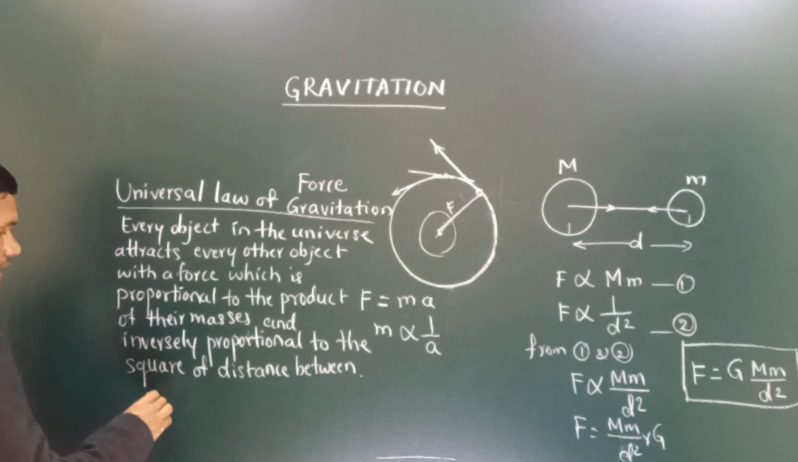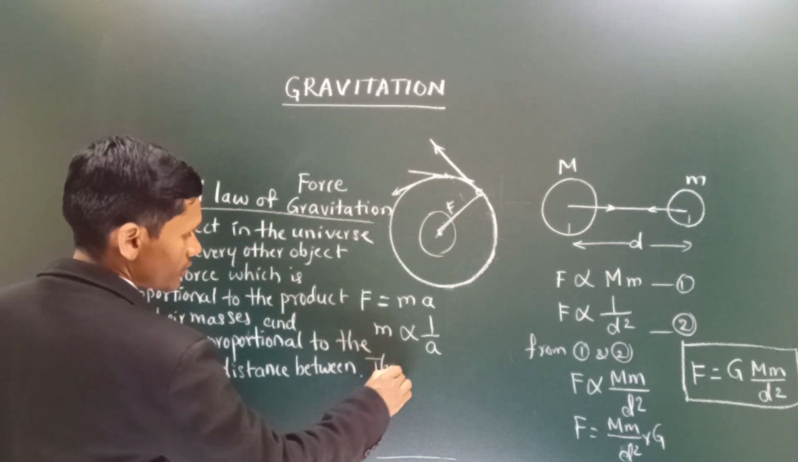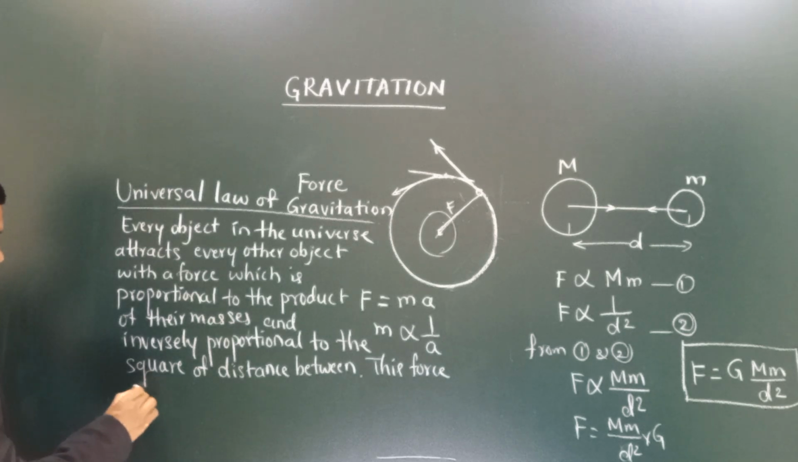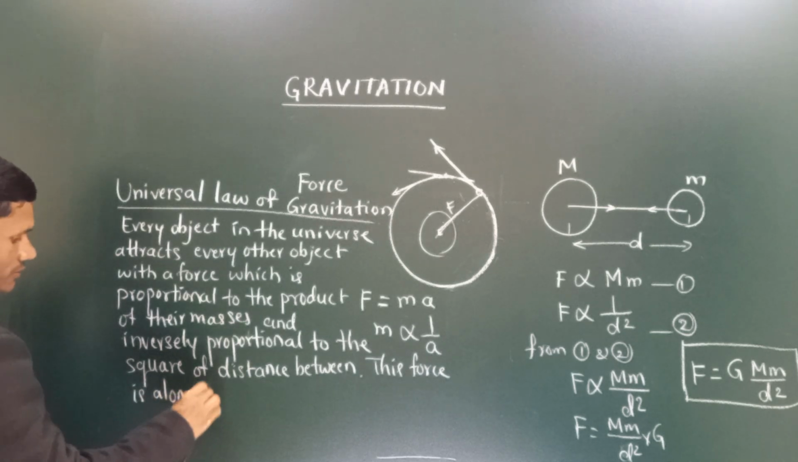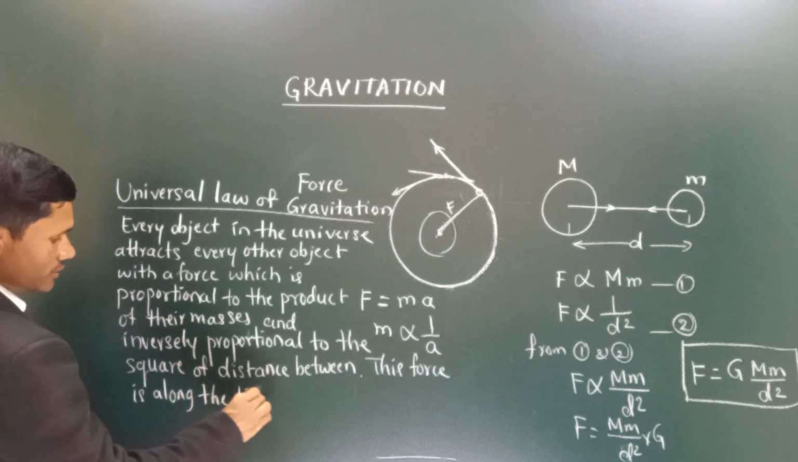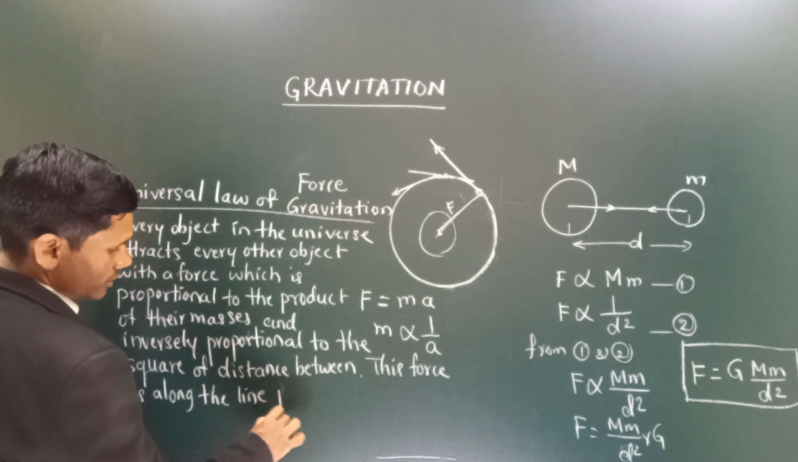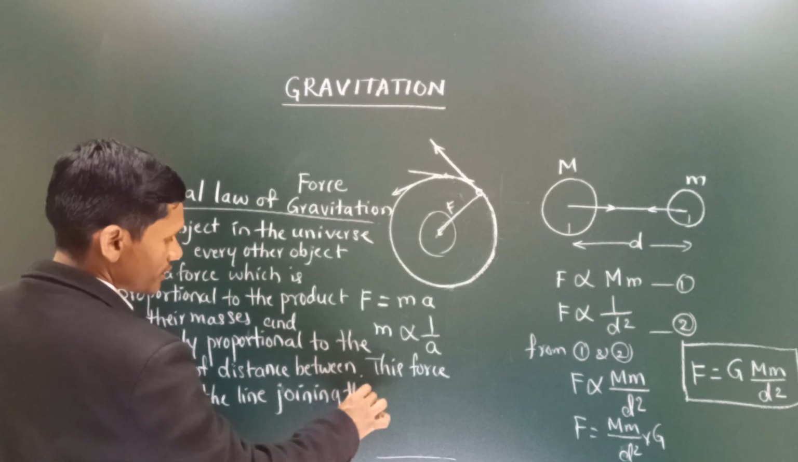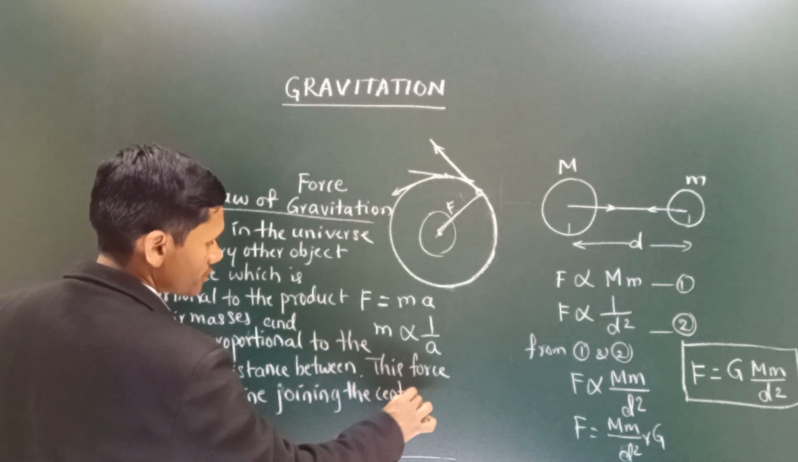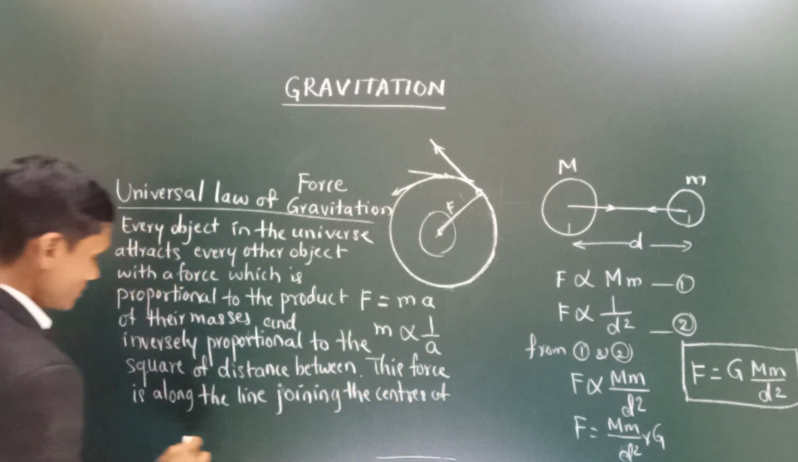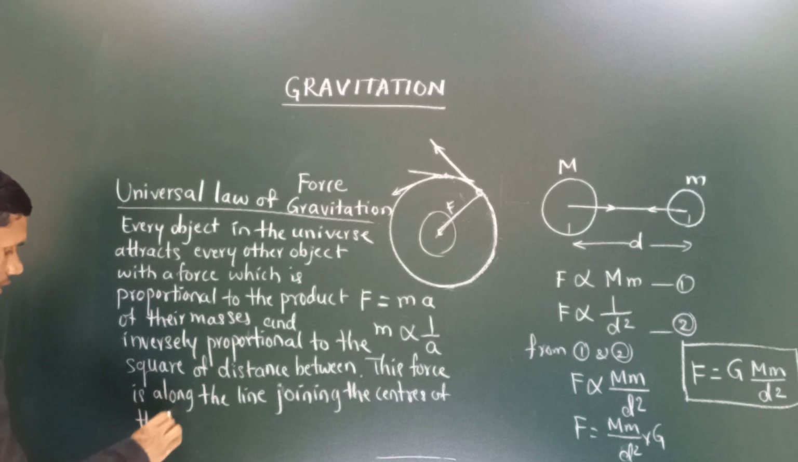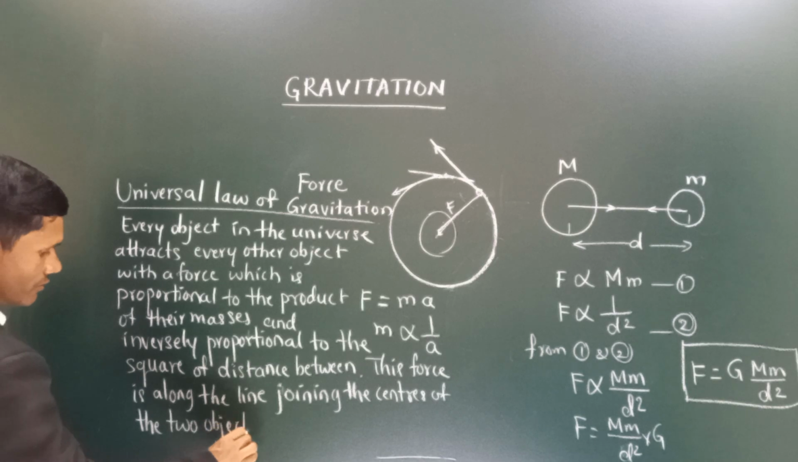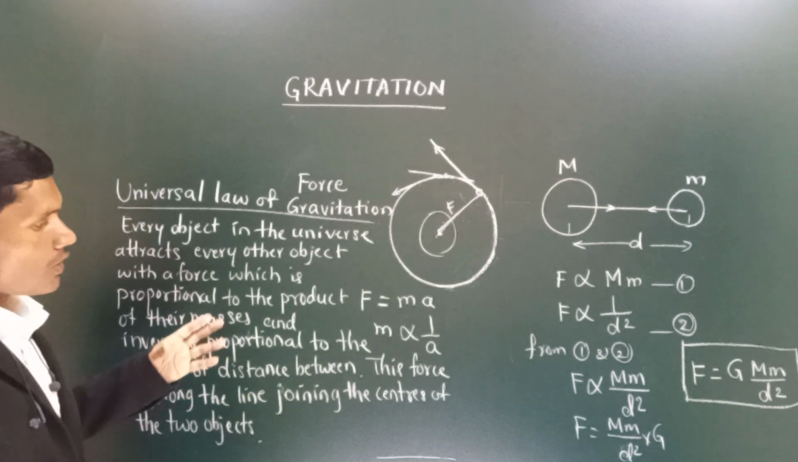And he also said this force is along the line joining the centers of the two objects. This is the universal law of gravitation.